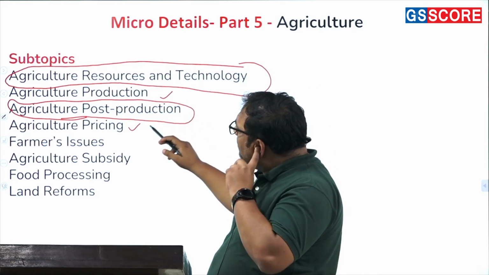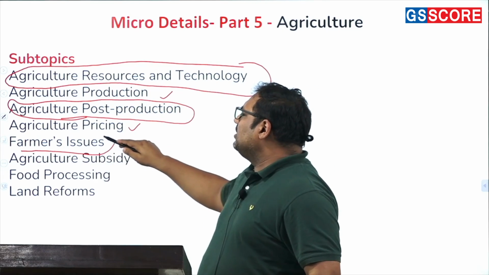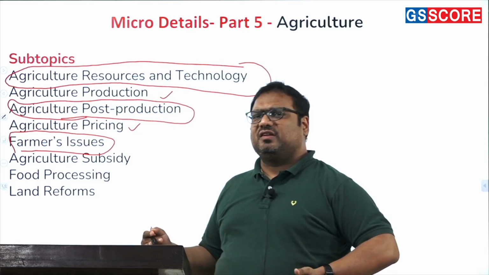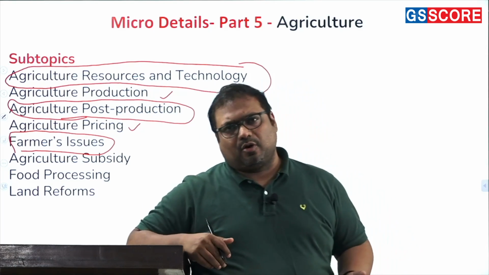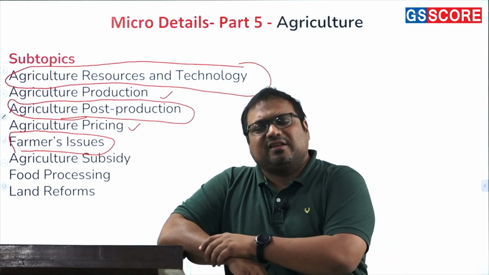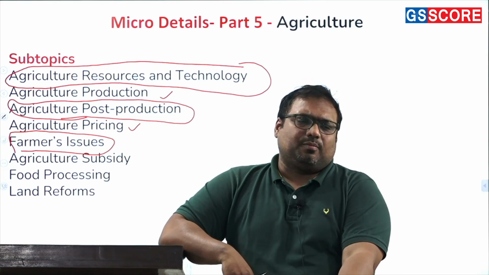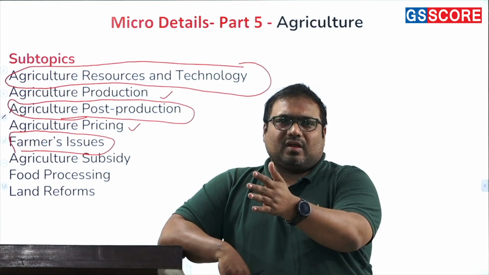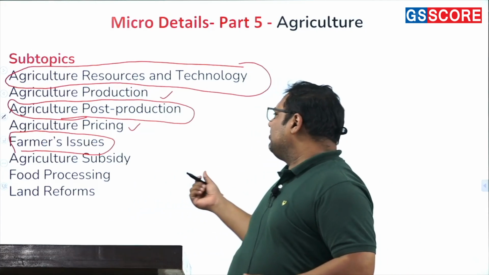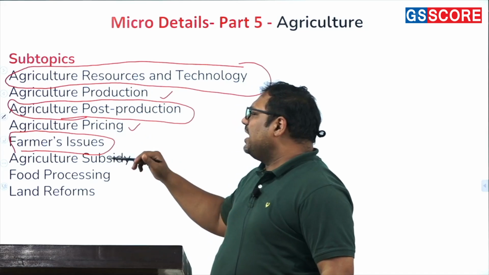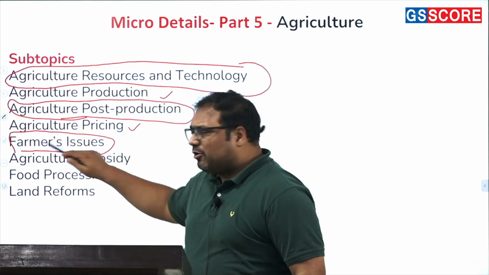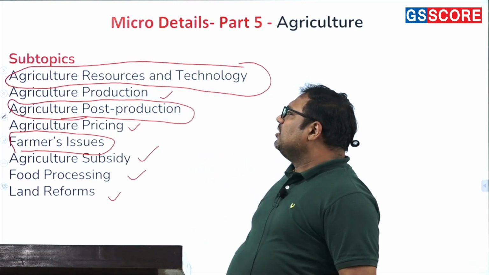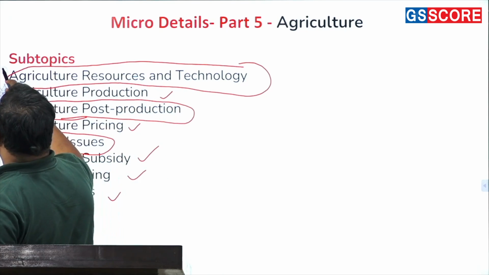Apart from these, we have specific farmers' issues. What are the farmers' problems? In different regions, what kind of problems do different types of farmers face? In certain areas, salinity is the problem, such as increasing salinization or alkalization of soil. In certain areas, the problem can be lack of water. In certain areas, it can be desertification. So in different areas, farmers have different problems. Apart from that, farmers have other issues also, which we need to look into. Then agriculture subsidy, food processing and land reforms. These are the broader subtopics within agriculture.